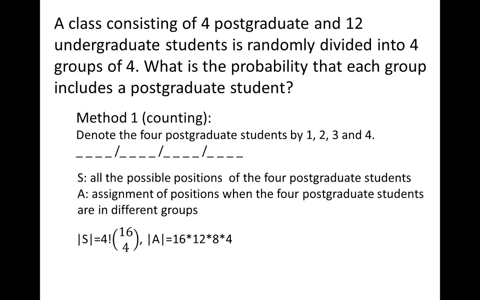For the size of A, it is equal to 16 times 12 times 8 times 4, which means for student 1, we have 16 choices. Once the position of student 1 is determined, we only have 12 choices for student 2. Similarly, we have 8 choices for student 3 and 4 choices for student 4. So, after some calculation, we find that the probability of A is equal to 64 over 455.